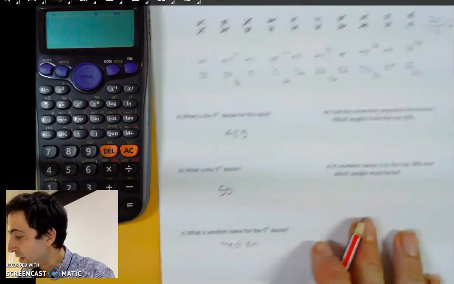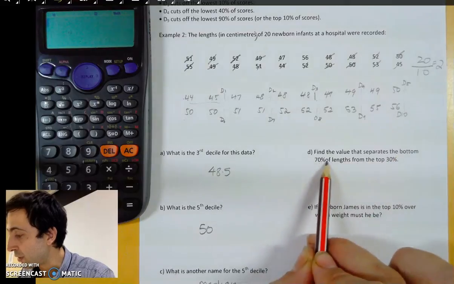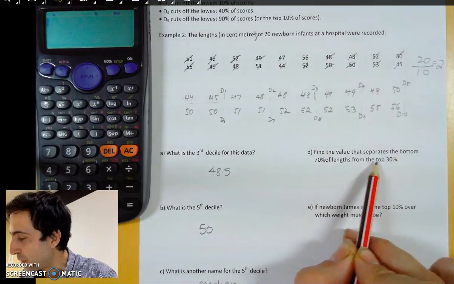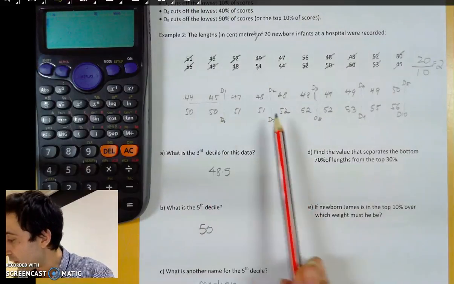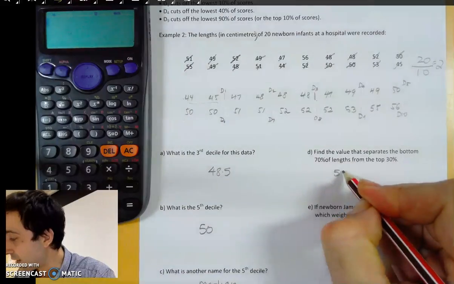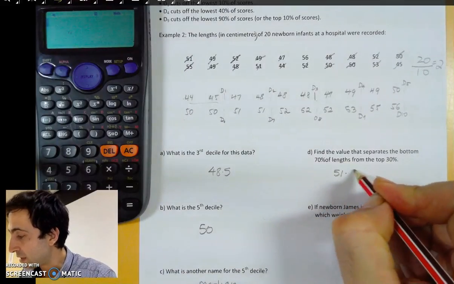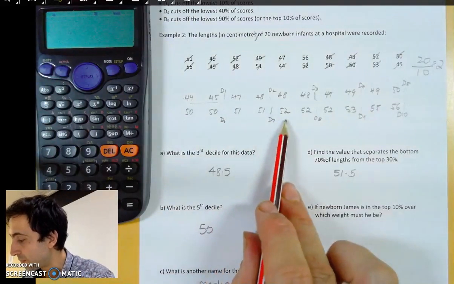Find the value that separates the bottom 70% length from the top 30%. So what decile is that? Well, the bottom 70% is the 7th decile. So it's 51.5. That decile there is the one that separates the top 30% and the bottom 70%.